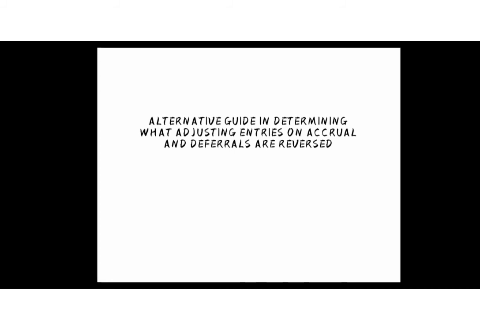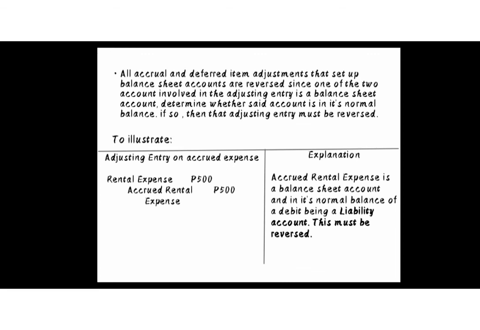Alternative guide in determining which adjusting entries in accruals and deferrals are reversed. All accrued and deferred items adjustments that set up balance sheet accounts are reversed. Since one of the two accounts involved in the adjusting entry is the balance sheet account, determine whether said account is in the normal balance. If so, then the adjusting entry must be reversed.